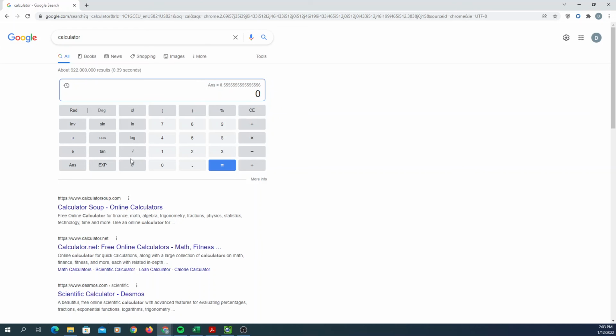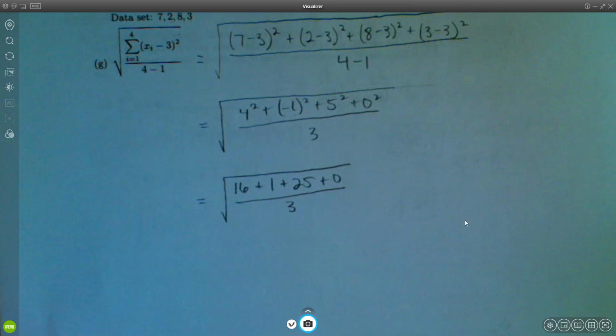Okay, so it's going to look like this. Open up a square root. It automatically opens a set of parentheses, but you need to open up another set of parentheses so that you can do the numerator of that fraction, 16 plus 1 plus 25 plus 0, and close it off. And then you want to divide by the 3. And then you close off the parentheses around the radical. So that comes out to about 3.742 if I round to 3 decimal places.